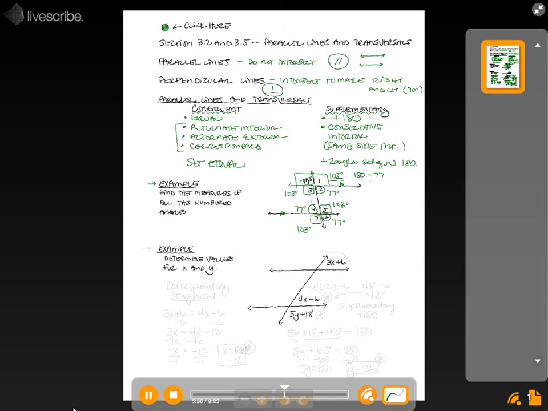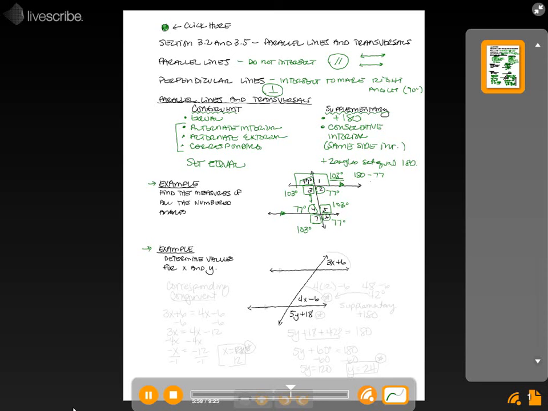Angles 3 and 4, they're consecutive interior angles, so they should add to 180. Once we figure out angle 4 or angle 3, one or the other, then we could have subtracted from 180 to get the other one. So there's a bunch of different ways to do this. But you do have to remember that supplementary angles add to 180, and then all of those relationships that we set congruent that are equal, you got to remember those.